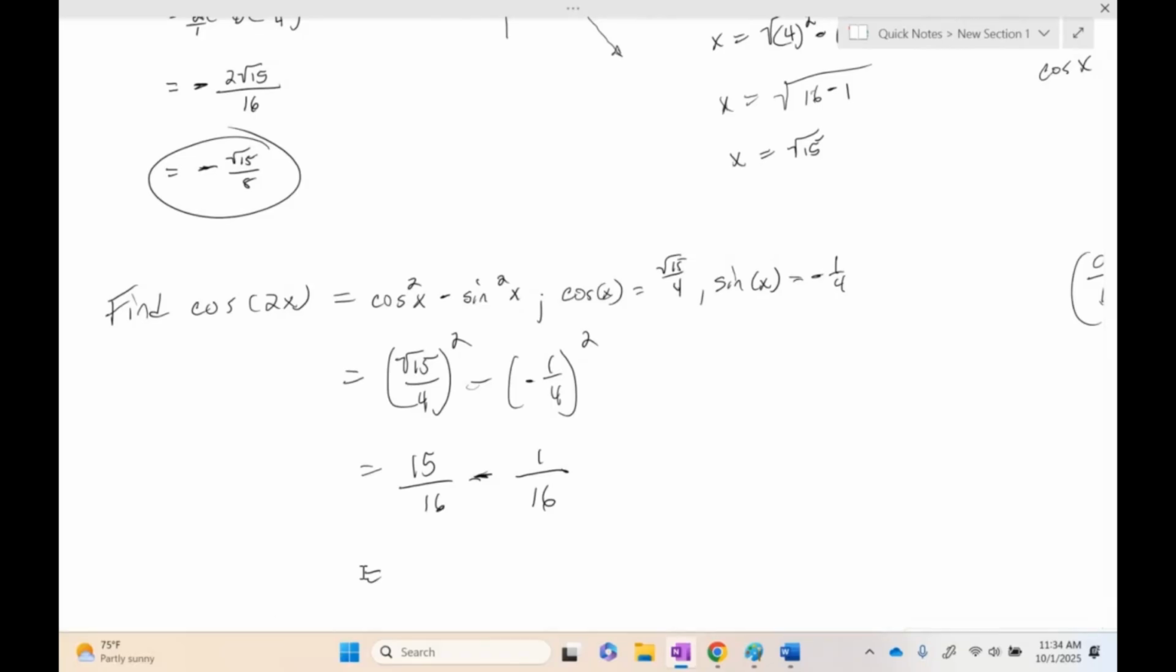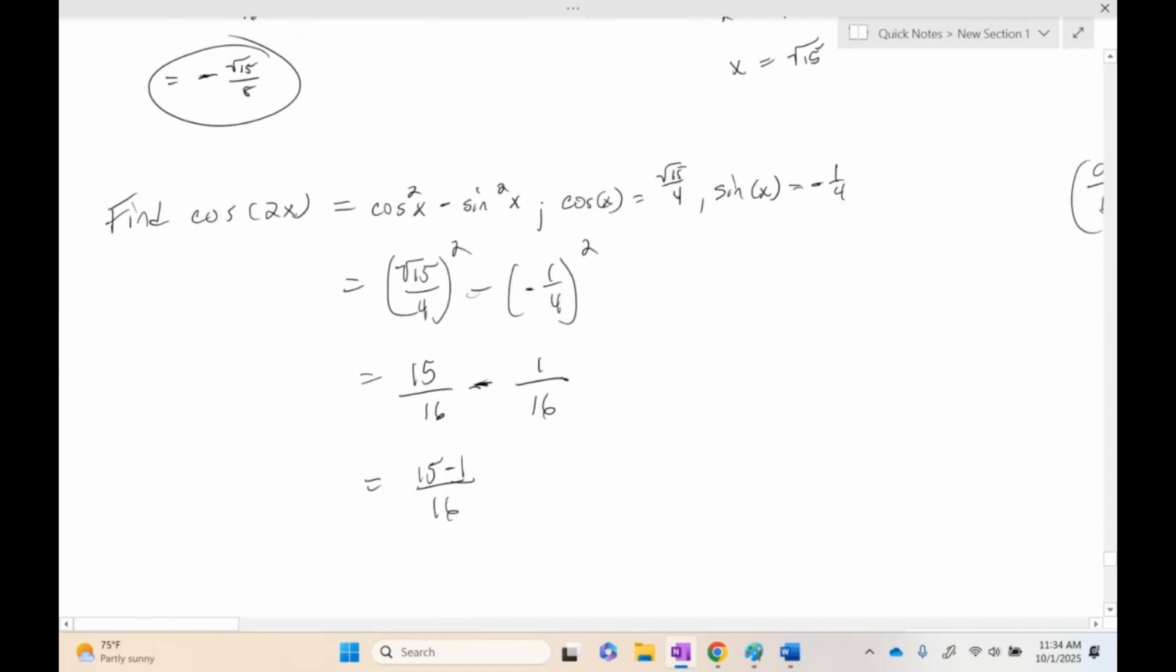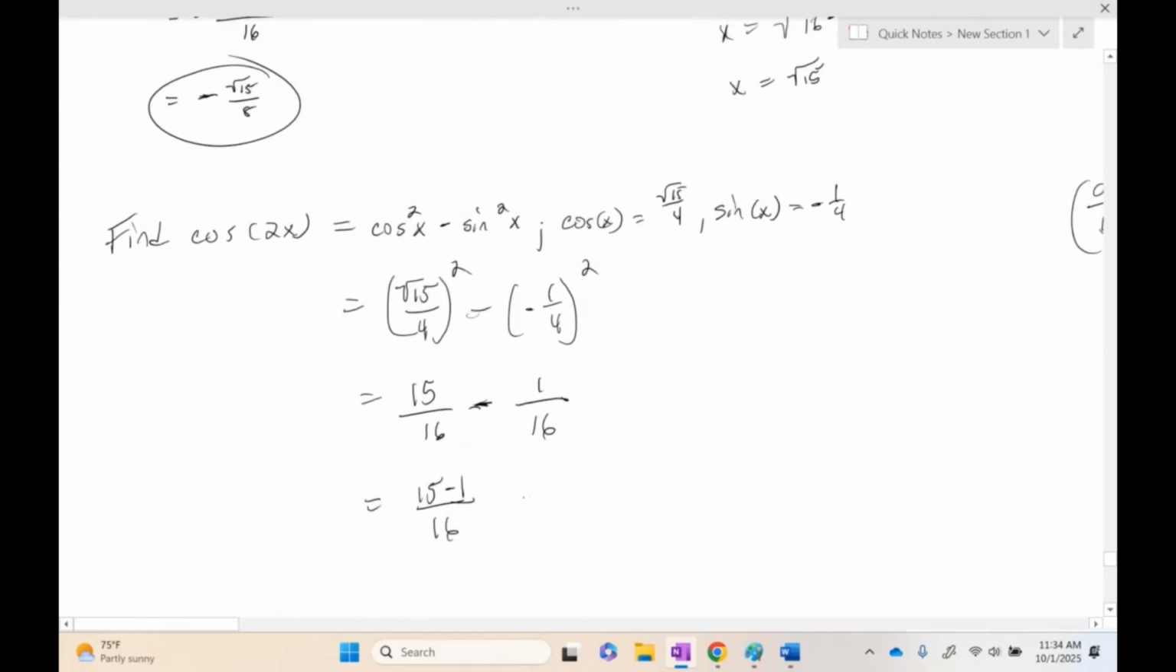So now when we subtract fractions, we must have a common denominator. Since we have a common denominator, we're going to keep that common denominator, and we're going to combine the numerators. So 15 minus 1 is 14. And 14 over 16, I believe that's going to reduce to 7 over 8. So the double angle for cosine value is 7 over 8.